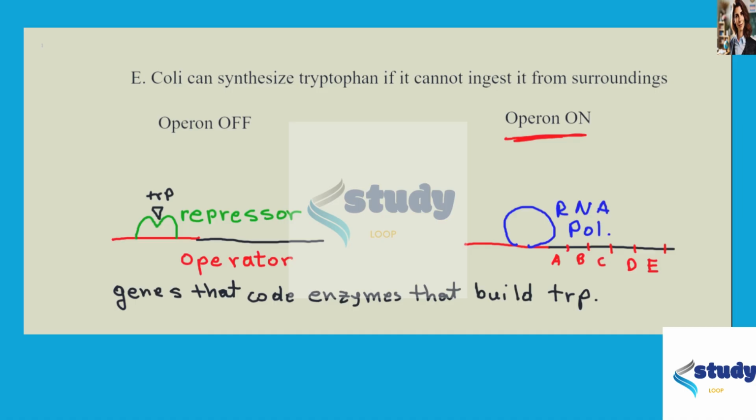Choice C, in the presence of tryptophan, the genes A through E will be transcribed. Yes, that is true. So even when tryptophan is there, they will all be transcribed. So C is correct. And choice D is another one of those instances where it's selective, and that's not the case. So C is the correct answer.